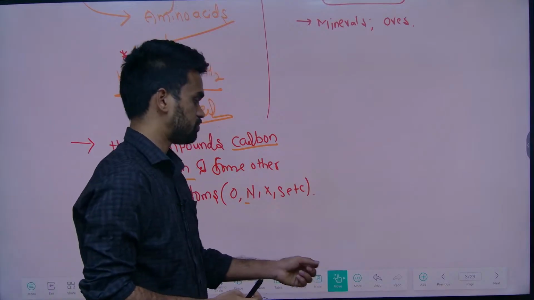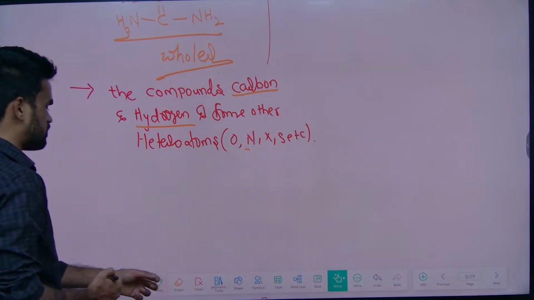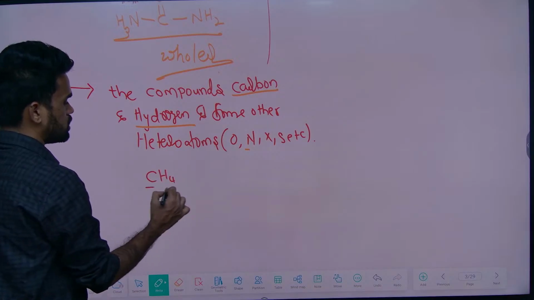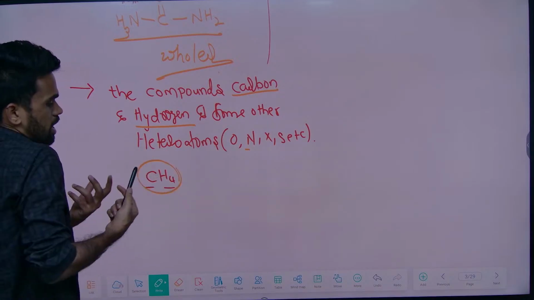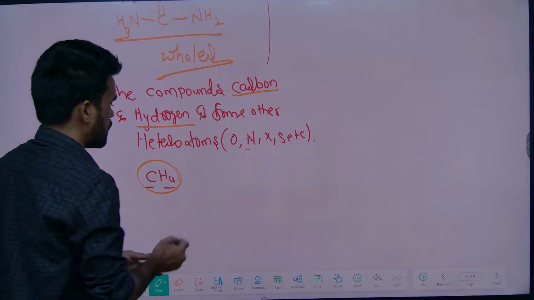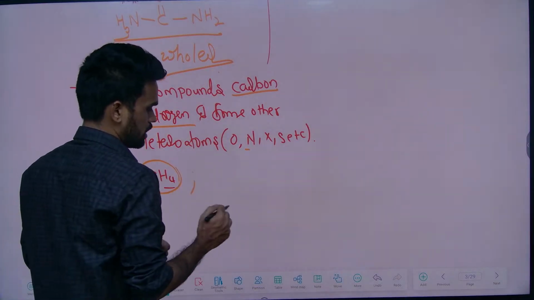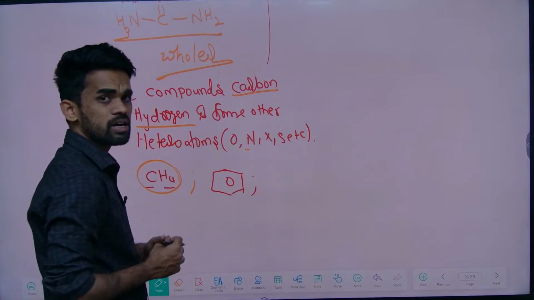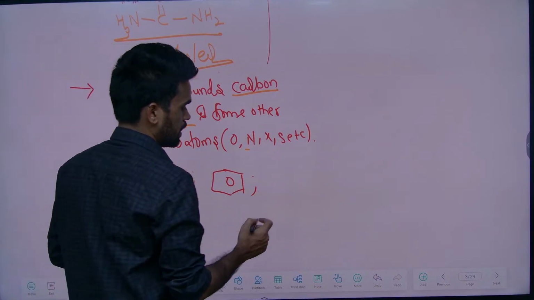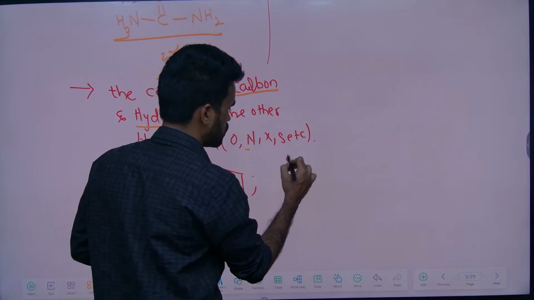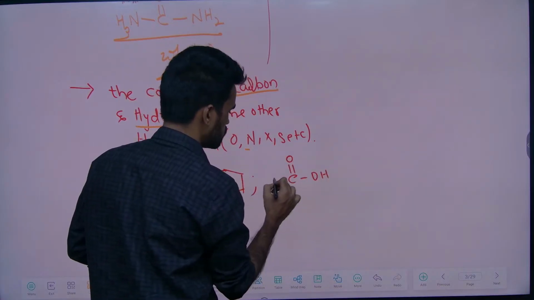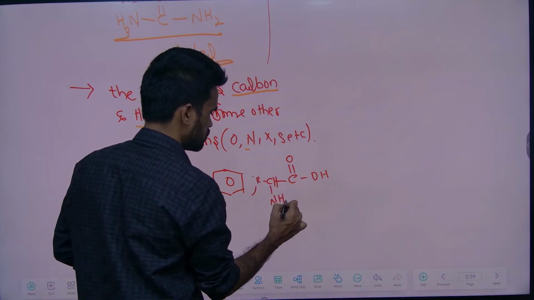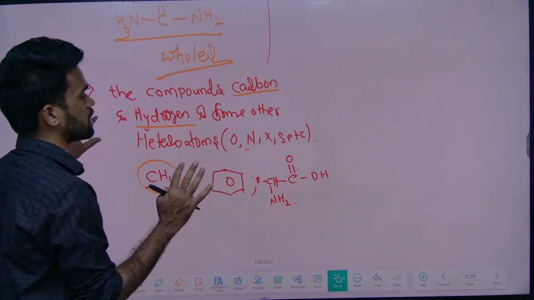Now tell me what are the examples we have. Anything like methane, where only carbon and hydrogen are there, you can say this is also a hydrocarbon, which is an organic compound. Like this you can take anything like benzene. All these are examples of organic compounds. Like amino acids, just now I told you. These are some examples of organic compounds.